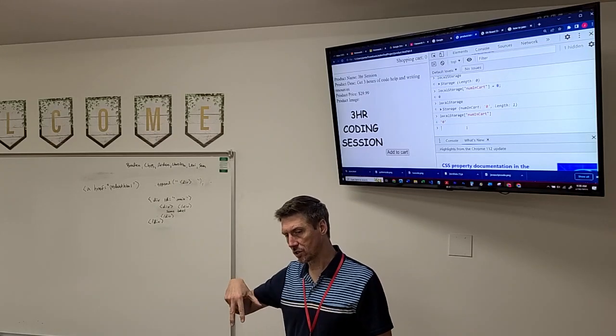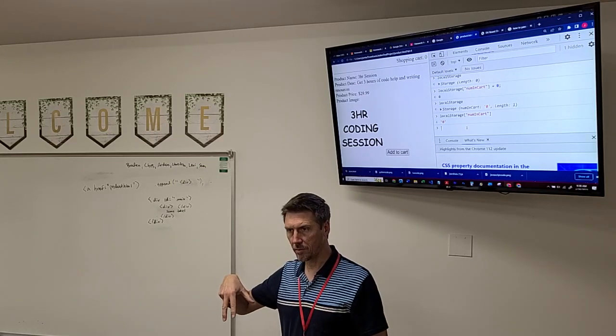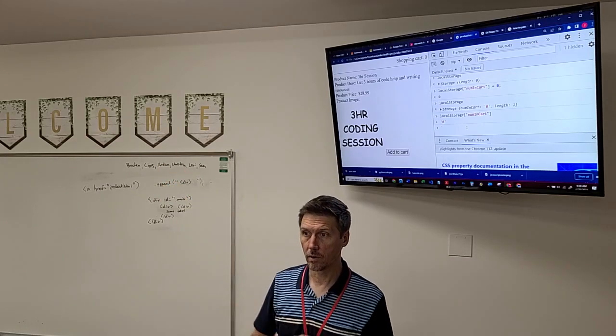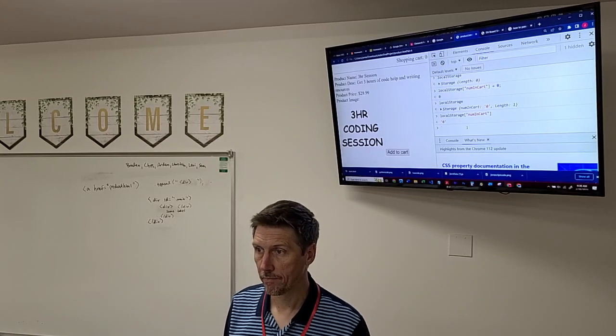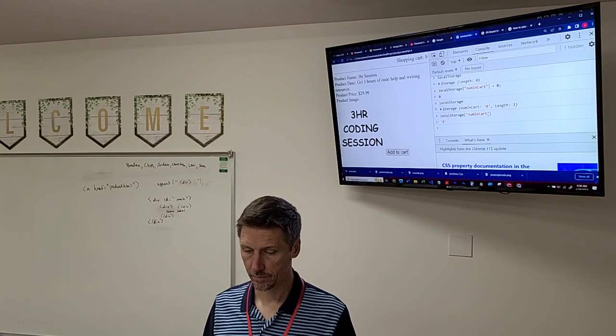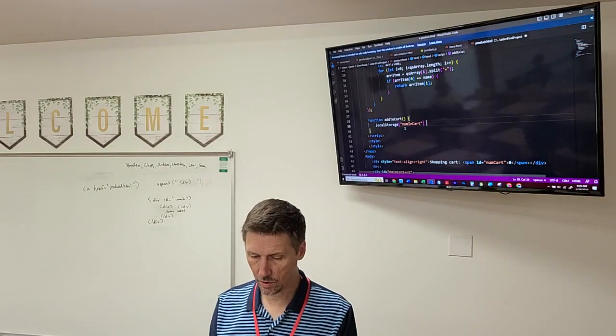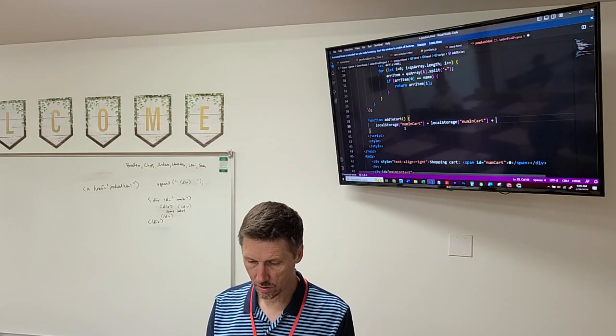How might I get the value that's currently in num in cart, increment it by 1, and then add it back to num in cart? Yep. You can just say local storage num cart plus equal to 1. Okay. So you're saying do local storage something like this?